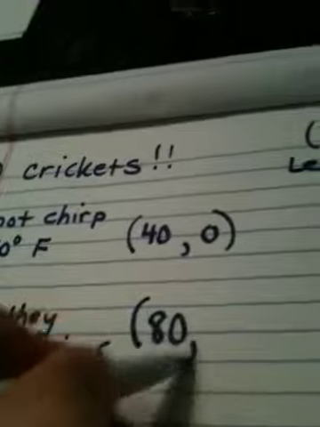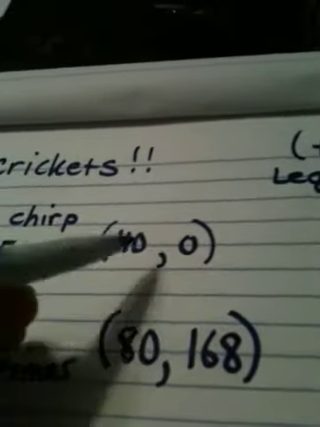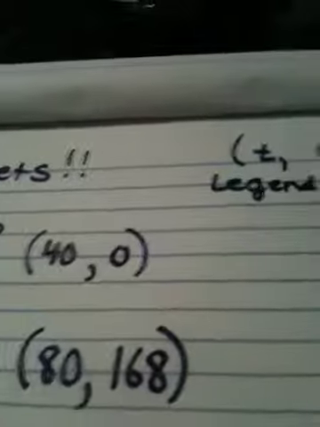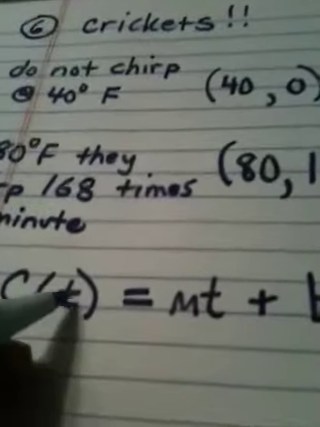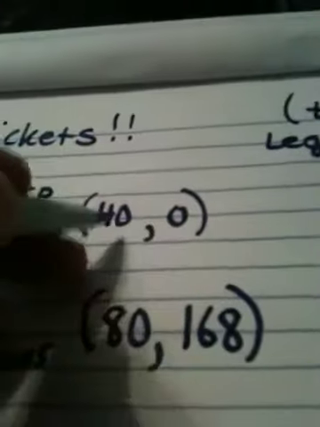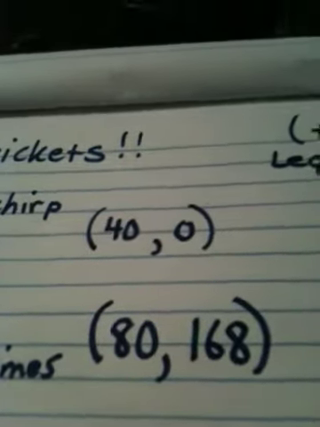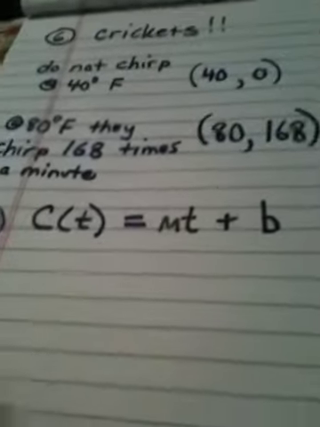80 degrees, 168 chirps. Always make sure that your ordered pairs match your legend that you've created. Input, output. And this is always the input, and this is always the output. Unfortunately, we didn't get b. It would have been great if this was 0, 40, but it wasn't. So, we have to find m and b.